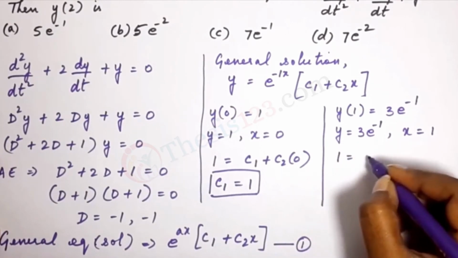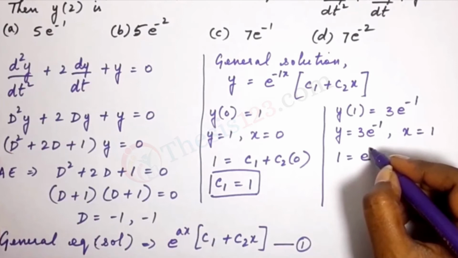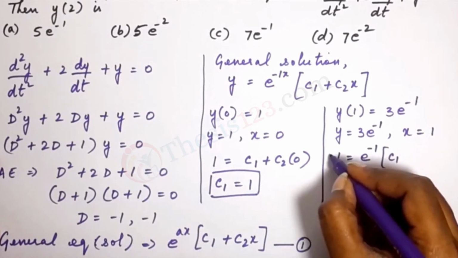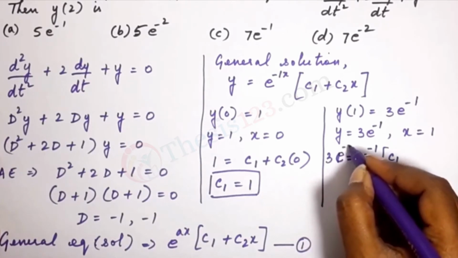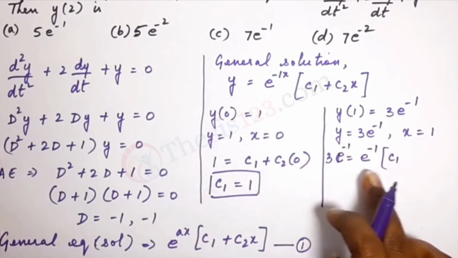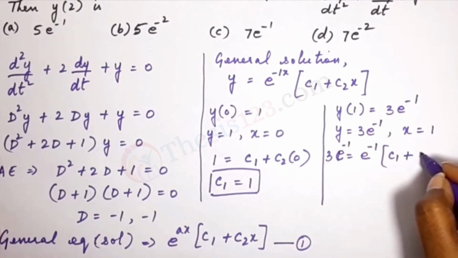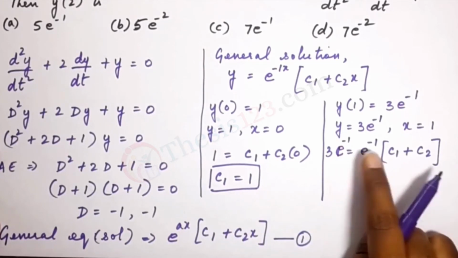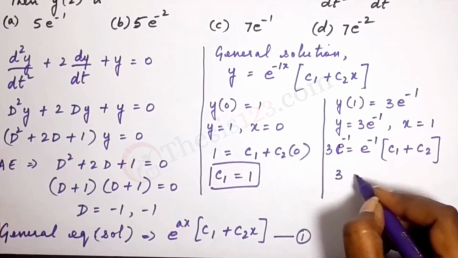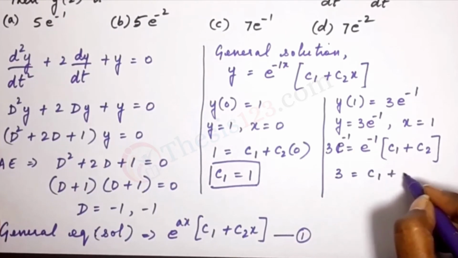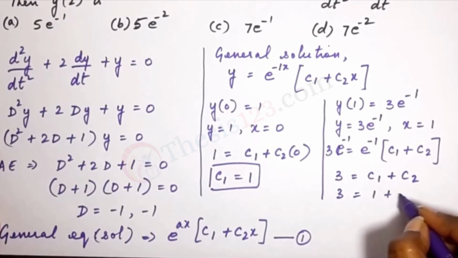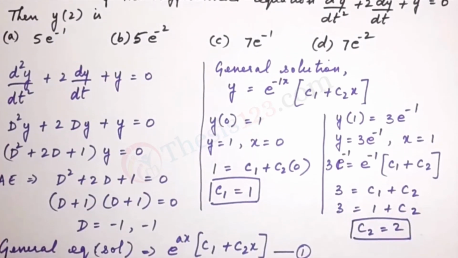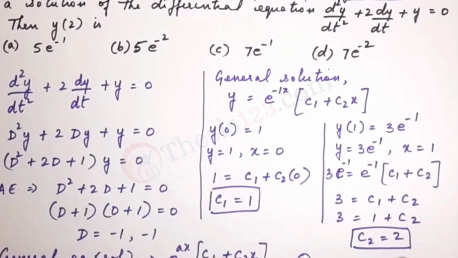So that's 3 e power minus 1 is equal to e power minus 1 times c1 plus c2. Oh, I'm sorry, this is 3 e power minus 1, right? So that's the value of y. Now we have the value of c1, which is 1. We can cancel out the exponential functions over here. So that's 3 is equal to c1 plus c2. 3 is equal to 1 plus c2, which gives us that c2 is equal to 2. So we have the values of c1 and c2.